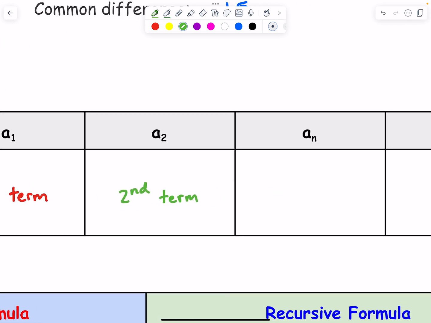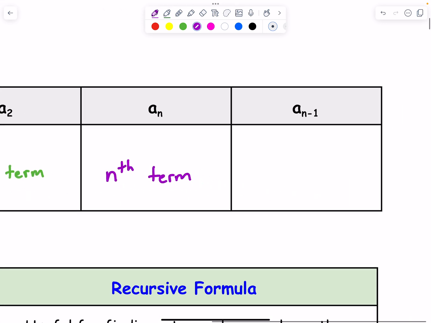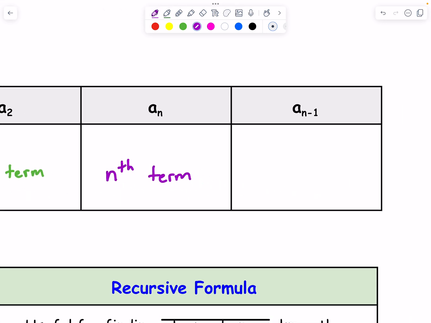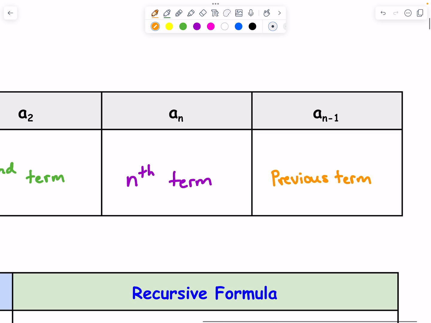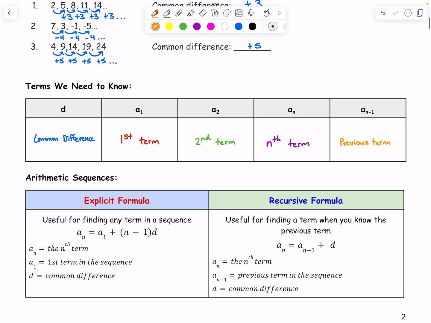Therefore, A sub n means the nth term in a sequence, something we might be looking for. And then A sub n minus 1 is the previous term. All right, so jot those down.